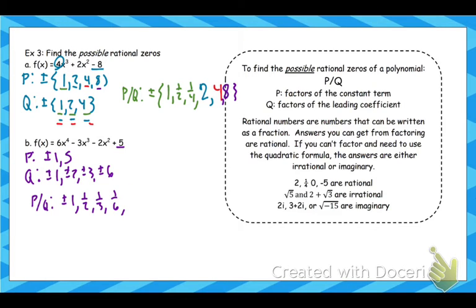And then I'll do the 5 divided by each one as well. So I get 5 over 2. So those are all the possible, again, rational fractions. They can always be plus or minus.